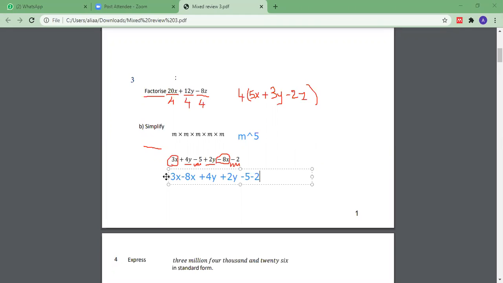Okay, the next step we're going to solve. 3x minus 8x will be negative 5x. 4y plus 2y will be plus 6y, and negative 5 minus 2 will be minus 7. Okay, it's very important to look at the signs and to remember SADs, addition and subtraction with negative numbers. Okay, let's see the next question.